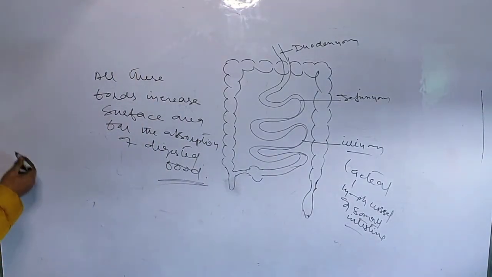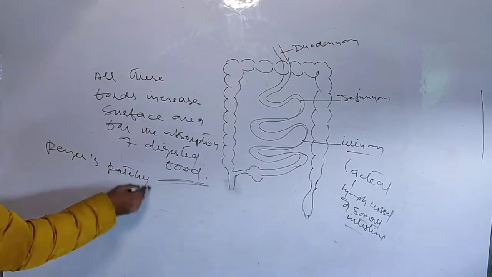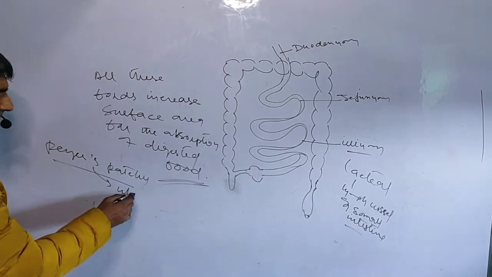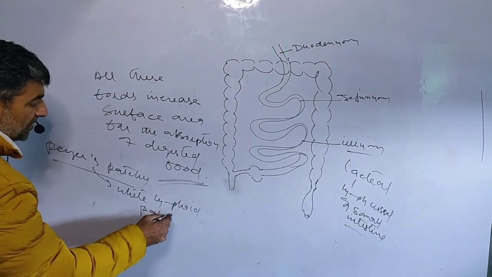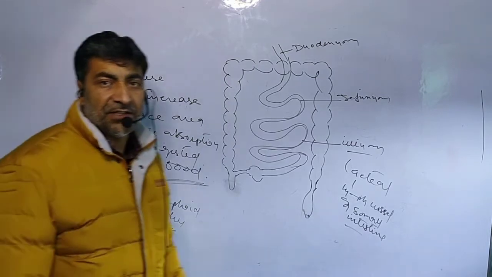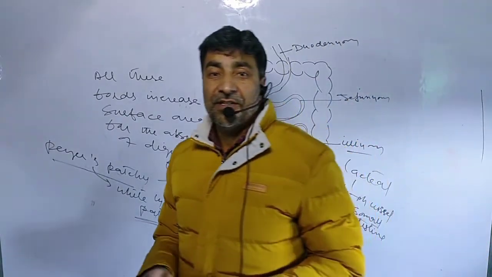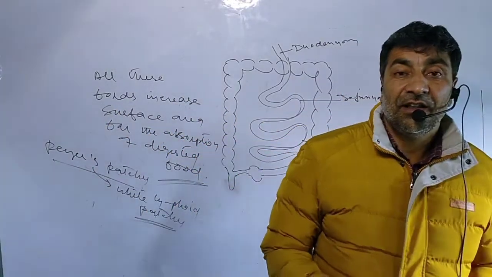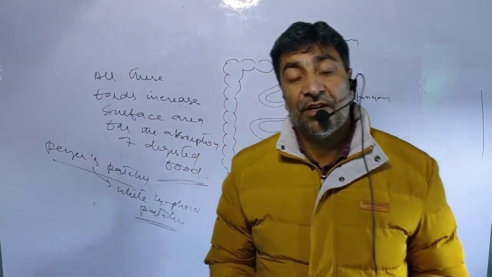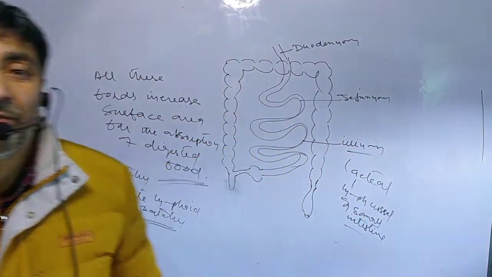Another important component is also associated with the small intestine, that is called Peyer's patches. These are white lymphoid patches present in the wall of the small intestine. They are lymphoid. What does this mean? Lymphoid means they contain lymphocytes. Lymphocytes produce antibodies. Antibodies kill microorganisms and protect us from infection.